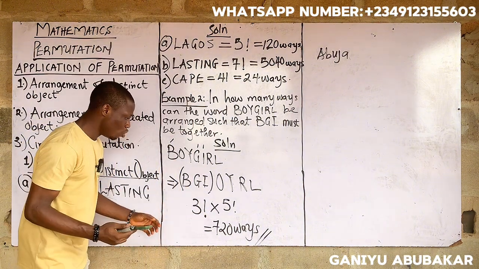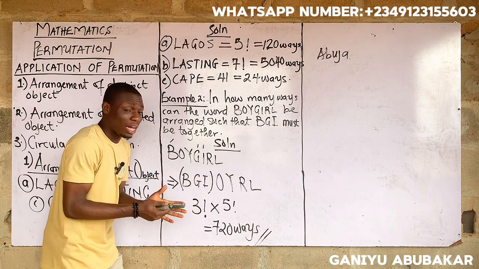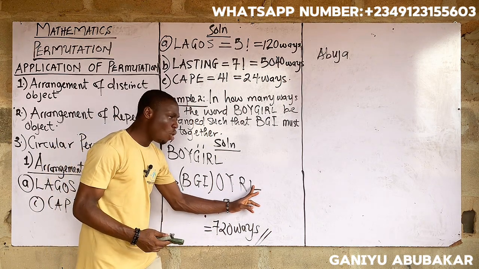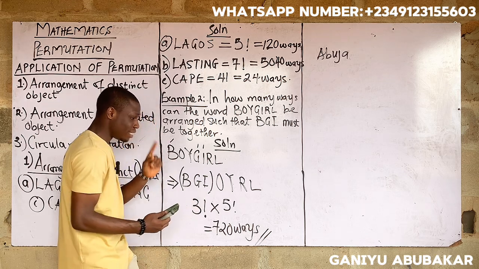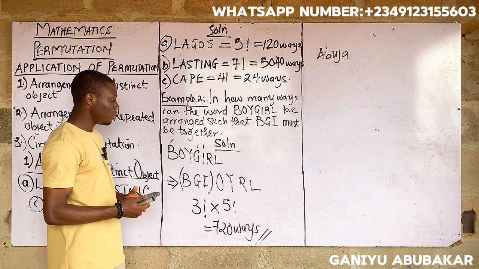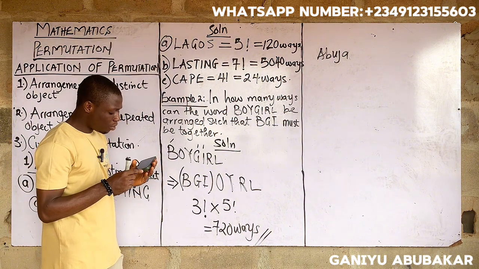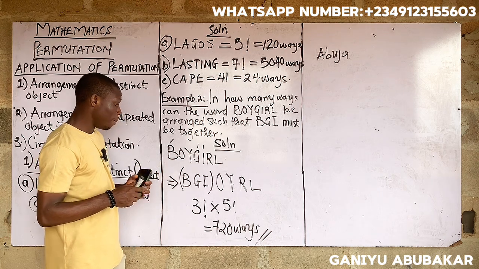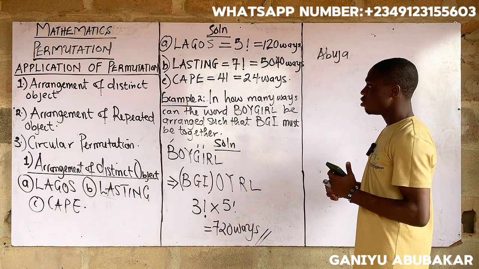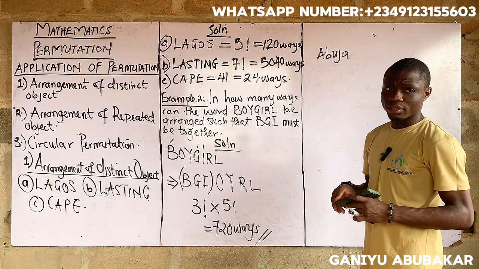So that is how to solve this particular problem. Your task is simple. Count out the objects that must be together. That's 1, 2, 3, that's 3 factorial. When you are done, consider the three that will be together as one thing. That becomes 1, 2, 3, 4, 5. That becomes 5 factorial. Multiply them, and you have this answer. That is how to solve this particular problem using the concept of arrangement of distinct objects. Let's do the second application called the arrangement of repeated objects.